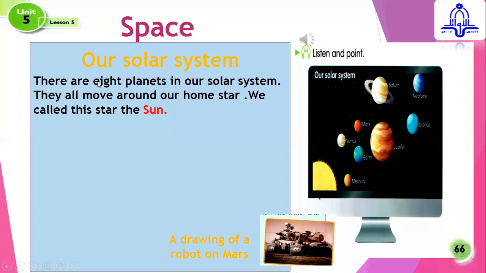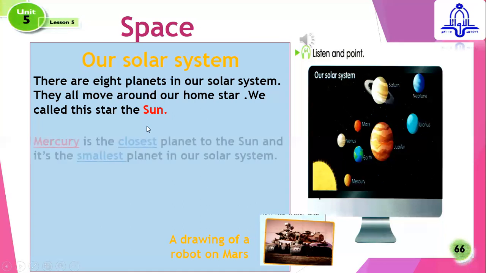So again, there are 8 planets in our solar system. They all move. جميعهم يتحركون around حول our home star، حول النجمة الأم. We call this star، نحن ندعو أو نسمي هذا النجم the sun، الشمس. طبعا be careful to begin the sun with a capital letter، لازم تبدوها بcapital letter.